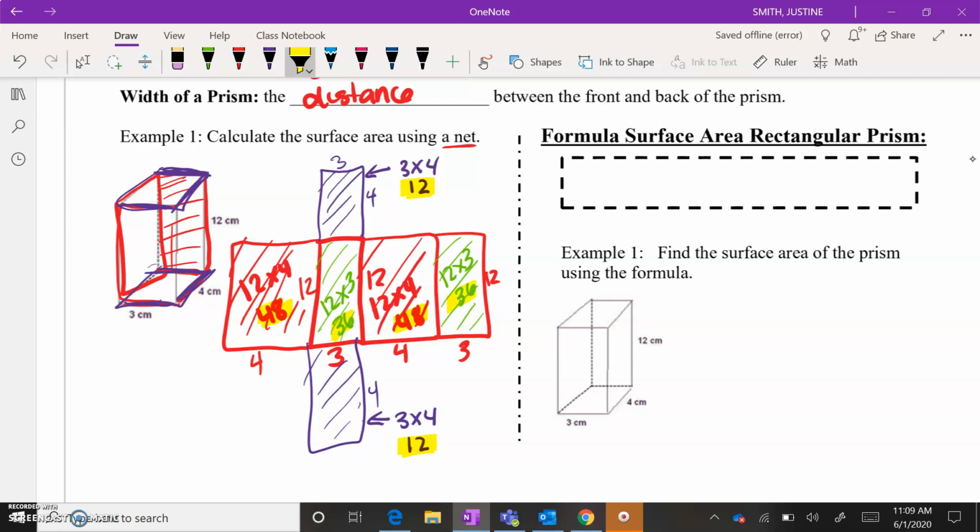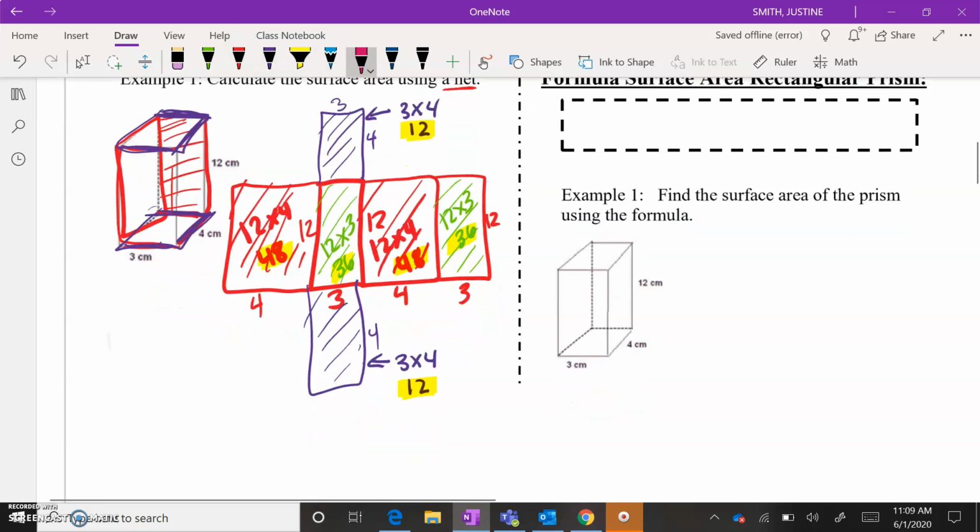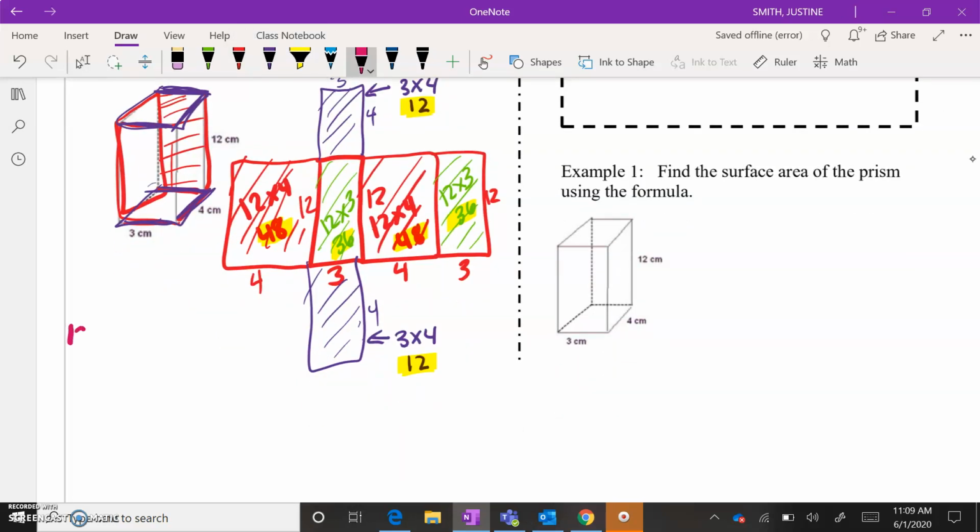So again, I unfolded the whole shape. I have the 6 flat two-dimensional faces that you're then finding the area of, and then you would go through and add those all up. Everything I have highlighted here: the 12 plus the 12 plus the 48 plus the 48 plus the 36 plus the 36. If I add that up, 12 plus 12 is 24, plus 48 plus 48 plus 36 plus 36. That gives me 192 centimeters squared for my surface area.